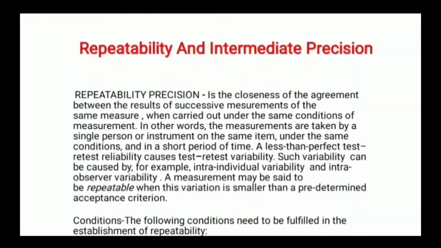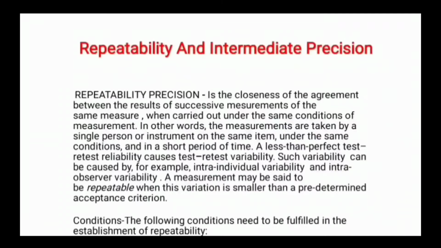Repeatability and intermediate precision. Repeatability precision is the closeness of the agreement between the results of successive measurements of the same measure when carried out under the same conditions of measurement. In other words, the measurements are taken by a single person or instrument on the same item under the same condition and in a short period of time.